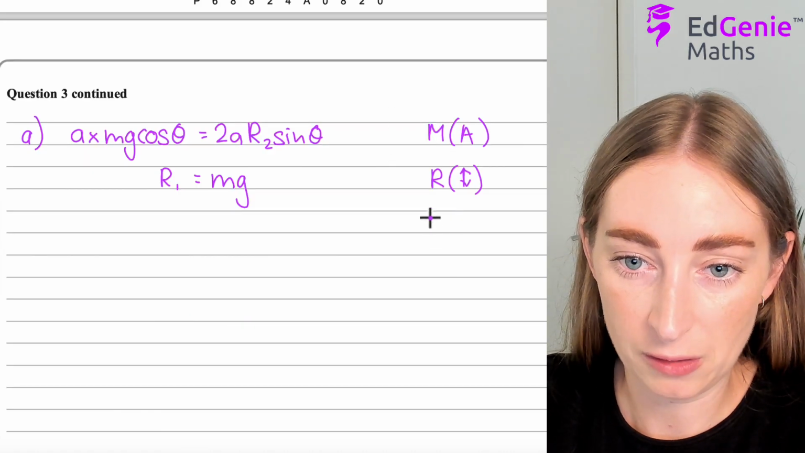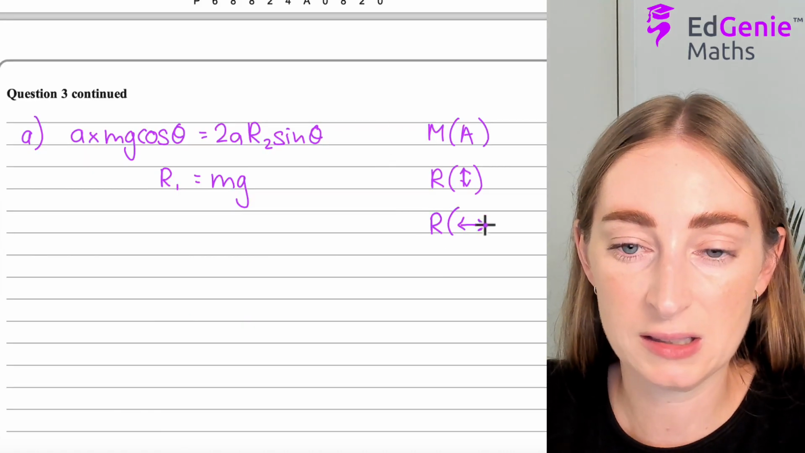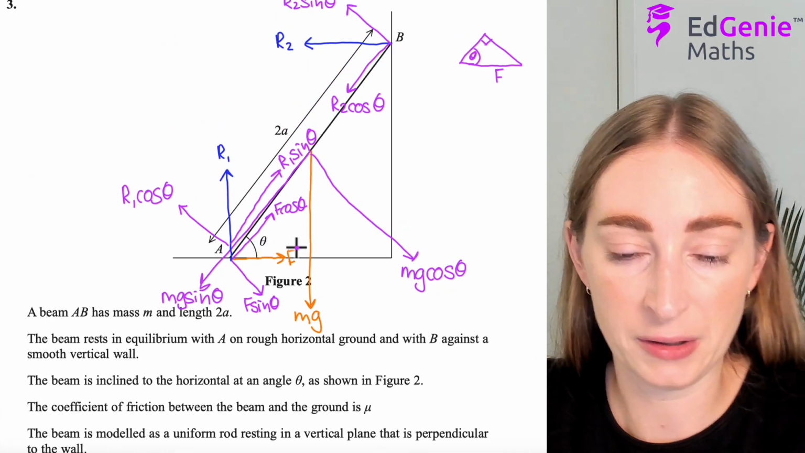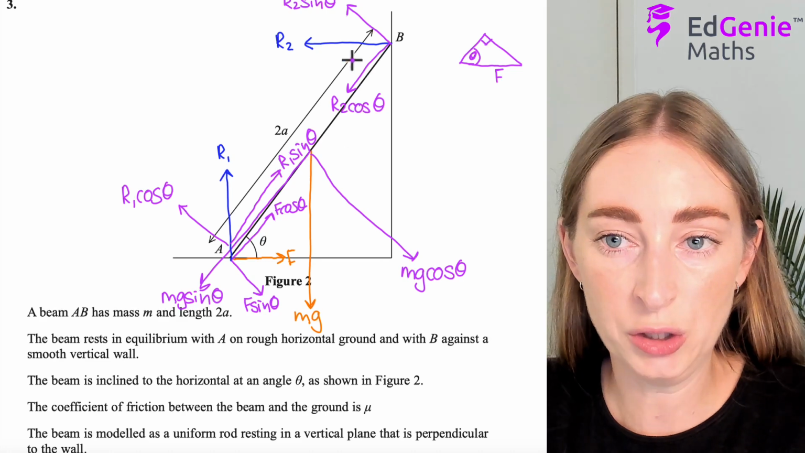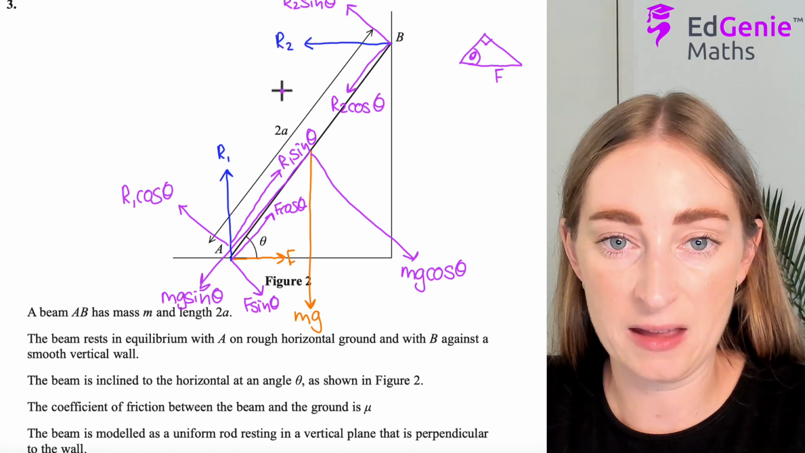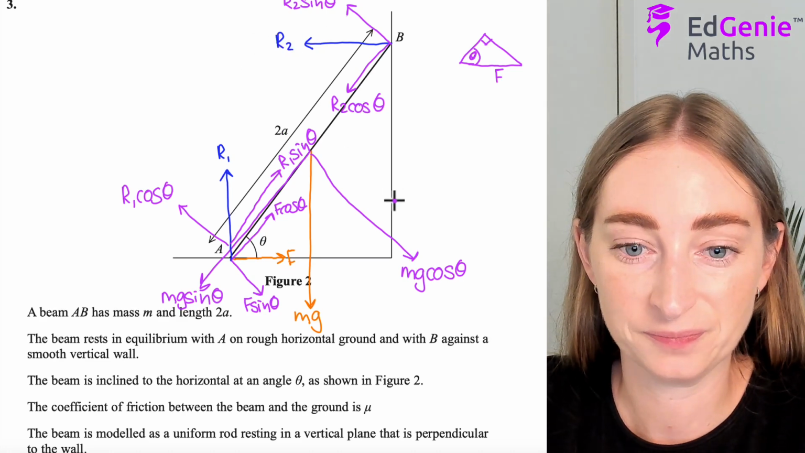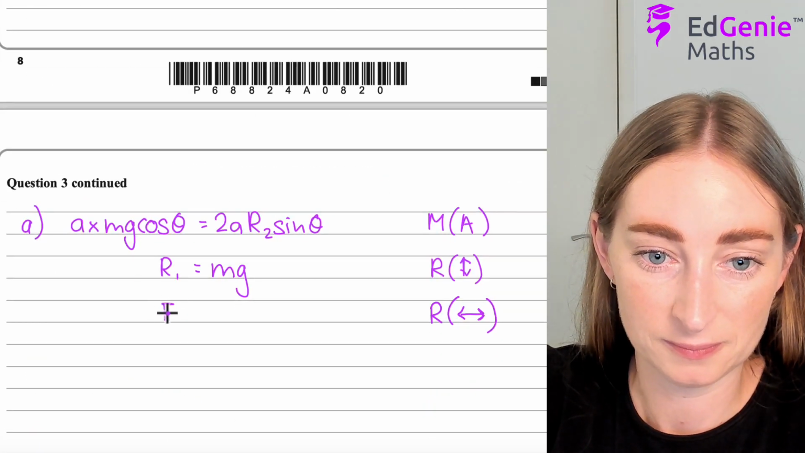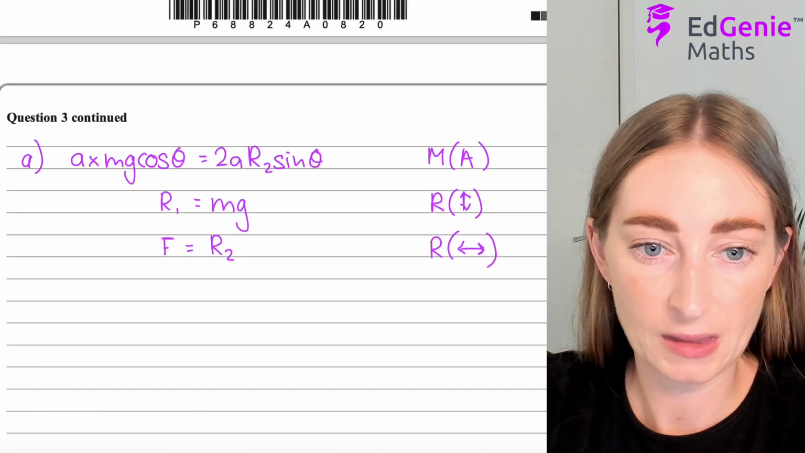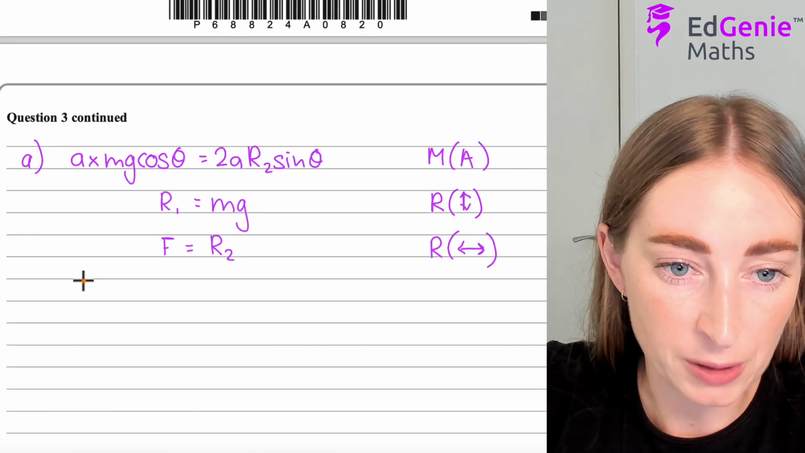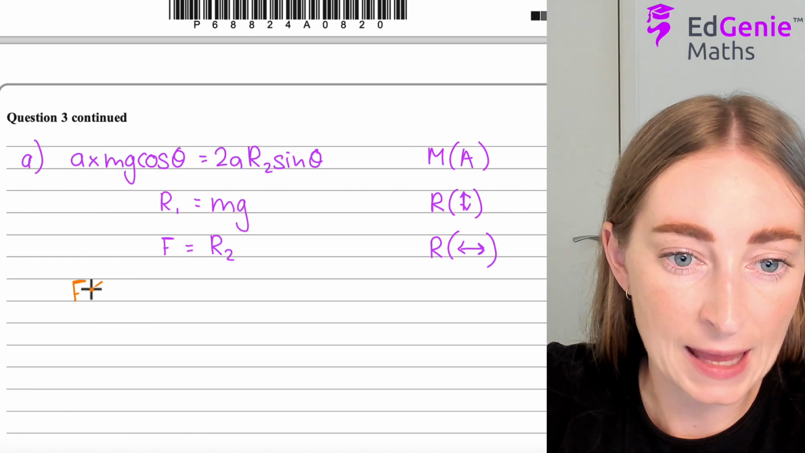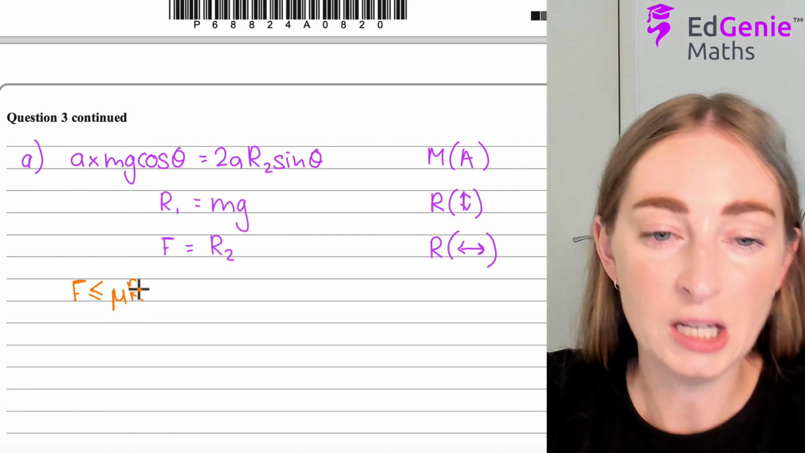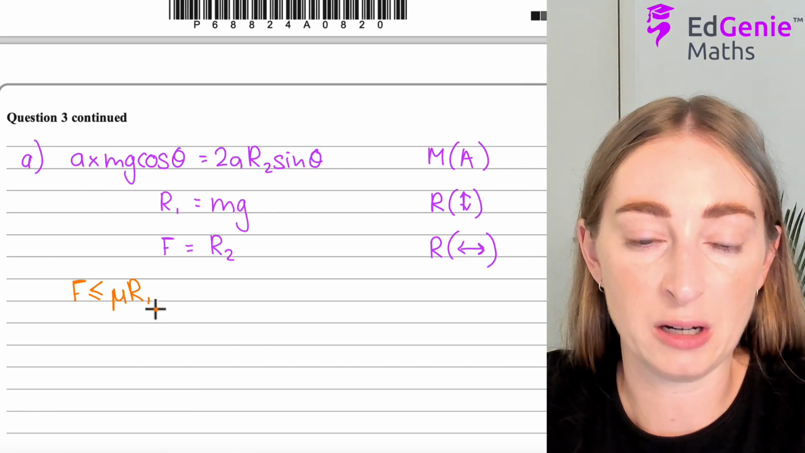And when we resolve going left and right, let's have a look. We are going to have F going in this direction and R2 going in that direction, so F must equal R2. And we also know that F is less than or equal to mu R, and that's going to be R1 because we're just at the point of moving, aren't we?